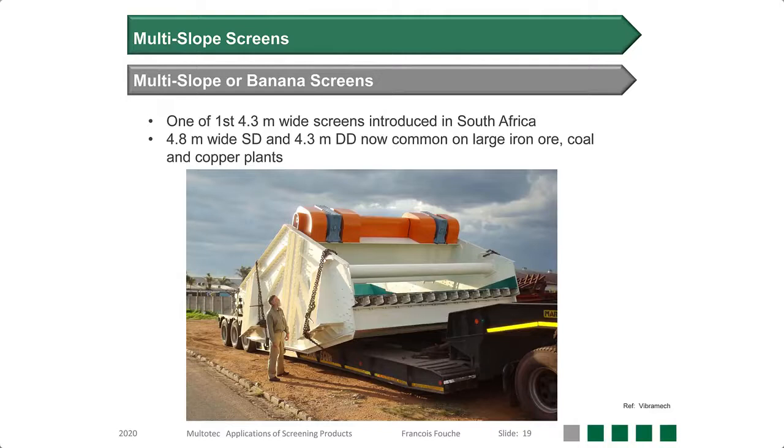This is what these machines look like. In picture we have a proud Dave Watson from Vibram-X saying goodbye to a 4.3 meter wide machine which is on its way to a colliery in the Witbank area. As I've also mentioned before, if you travel internationally, you're likely to encounter 4.8 meter wide single deck multi-slope screens and 4.3 meter wide double slope screens.